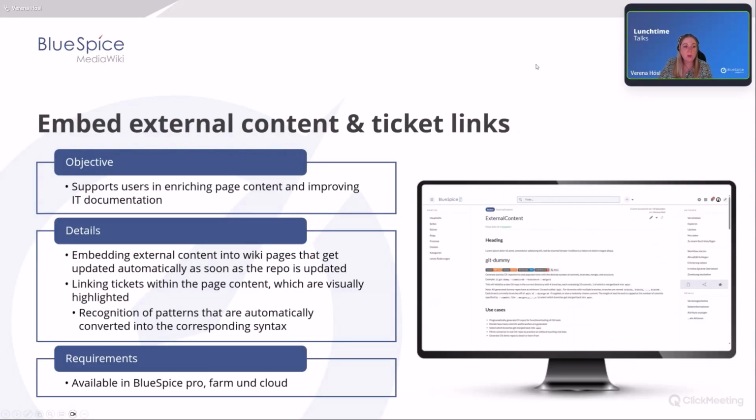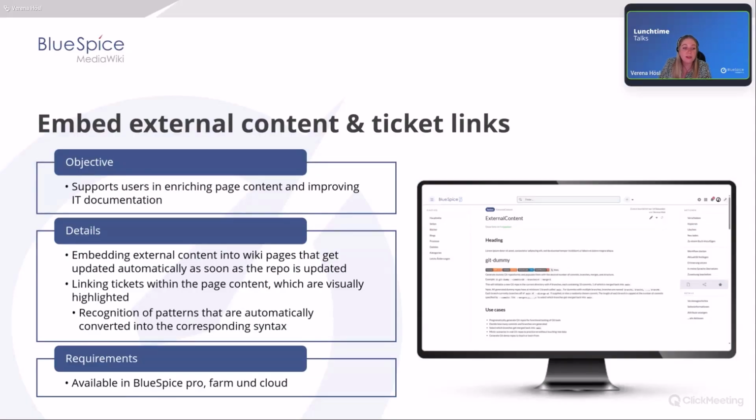Our next topic regarding what's new in BlueSpice 5.2 is about the embedding of external content and ticket links. We thought that it might be helpful for users to have such functionality for enriching page content and also for improving the use case of IT documentation in the wiki.